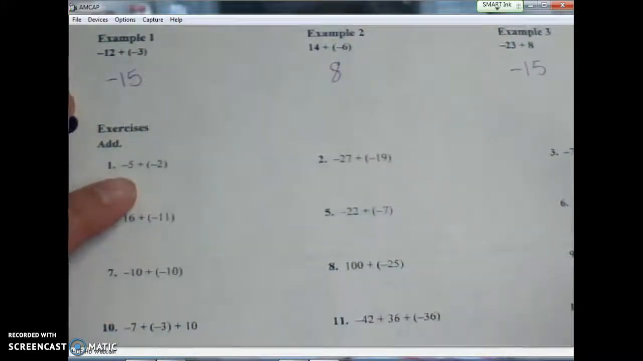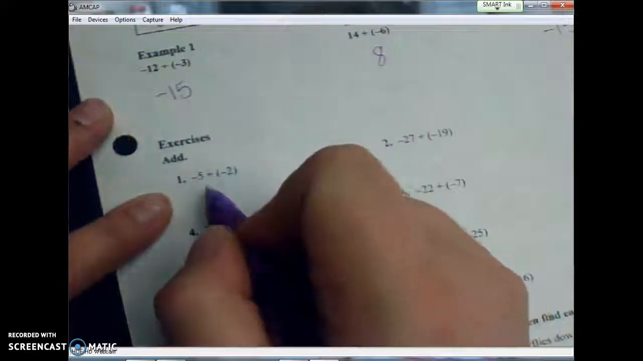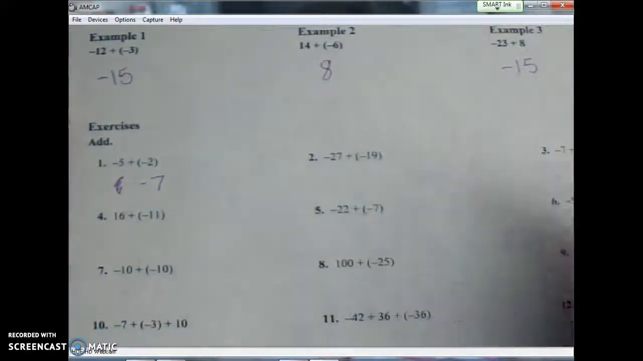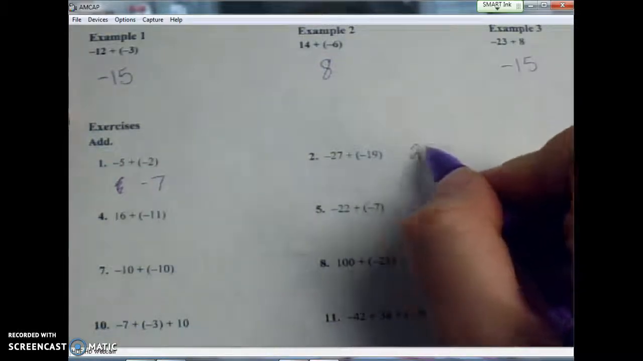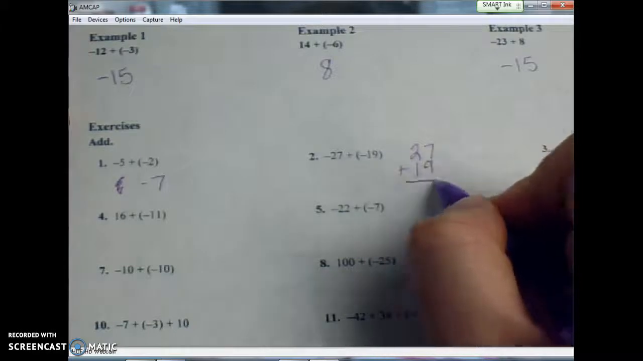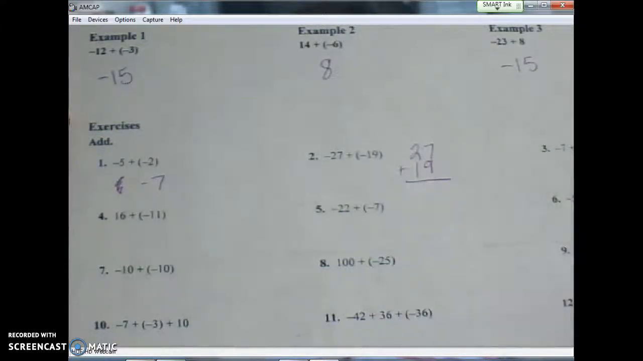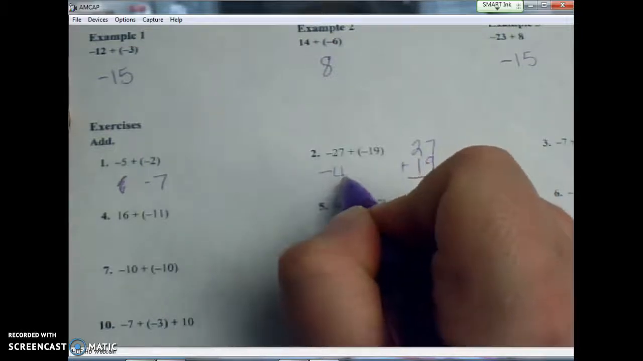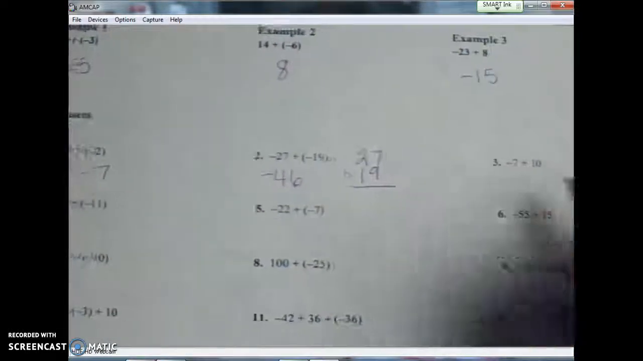-5 plus -2, so I have 2 negatives, so I know that's a -7. -27 plus -19, both negatives, so I'm going to add them together. If you need to go out to the side and line it up, do that just so that you're more accurate. And so my answer is going to be a -46.